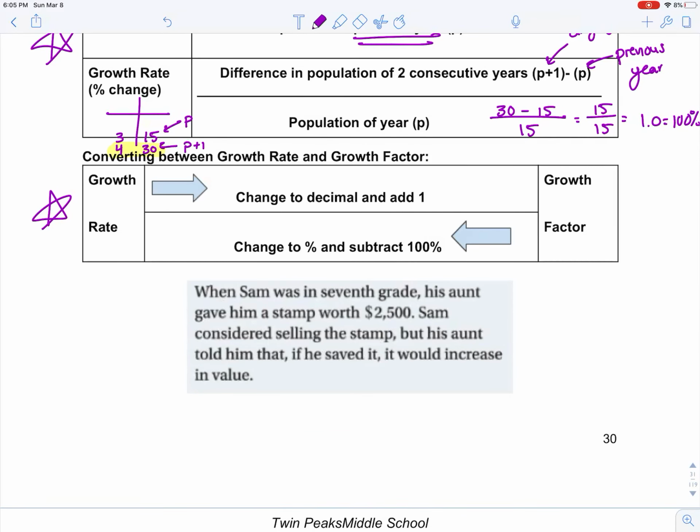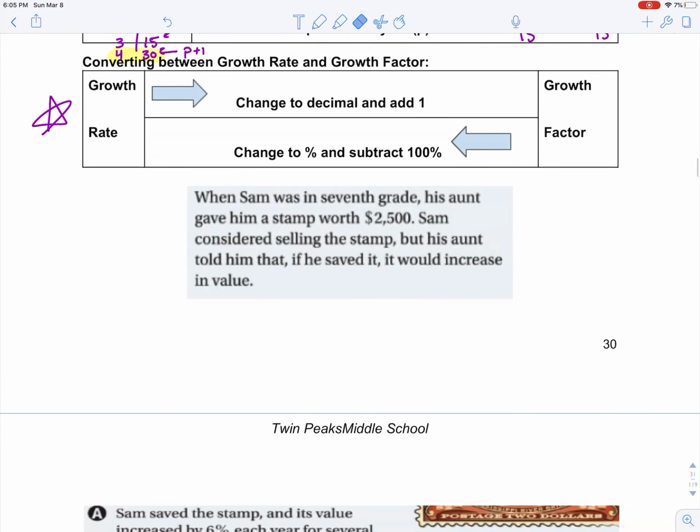Now, you guys will also have to convert between growth rate and growth factor. So we've given you that here as well. If you are given a growth rate, you're going to follow the top part here. You're going to change your percentage into a decimal, and you're going to add 1. If we give you a growth factor, you're going to follow the bottom over here to go to a growth rate. So you're going to change that growth factor into a percentage, and then subtract 100%.